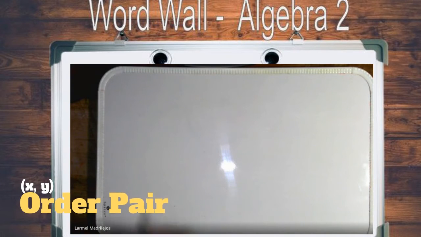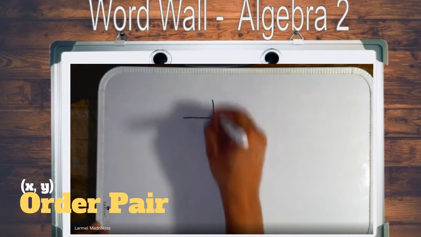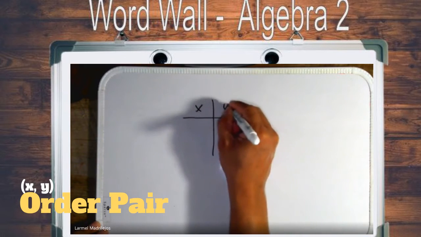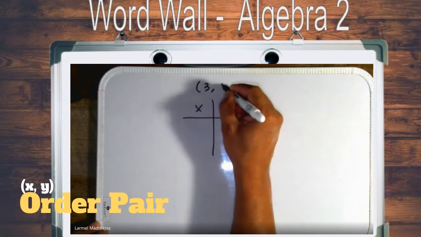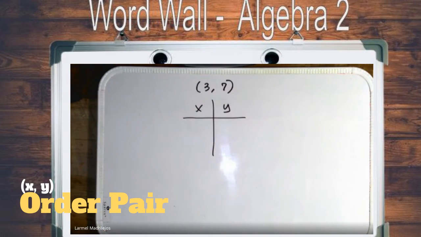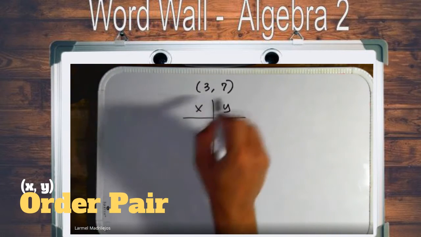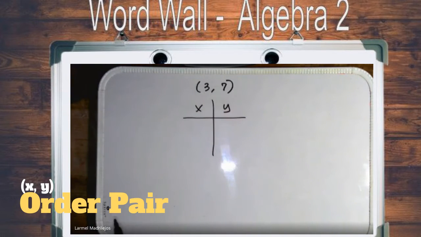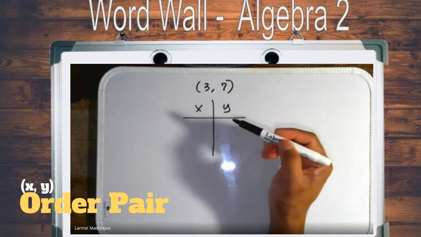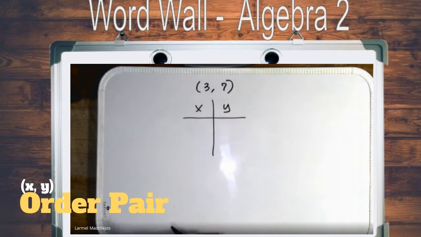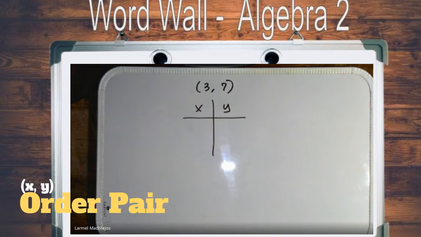Let's start with the values of x and y. Let's say the value is 3 and 7. So we call this an ordered pair. The value of x is 3, the value of y is 7. But in algebra, we call this differently, okay?